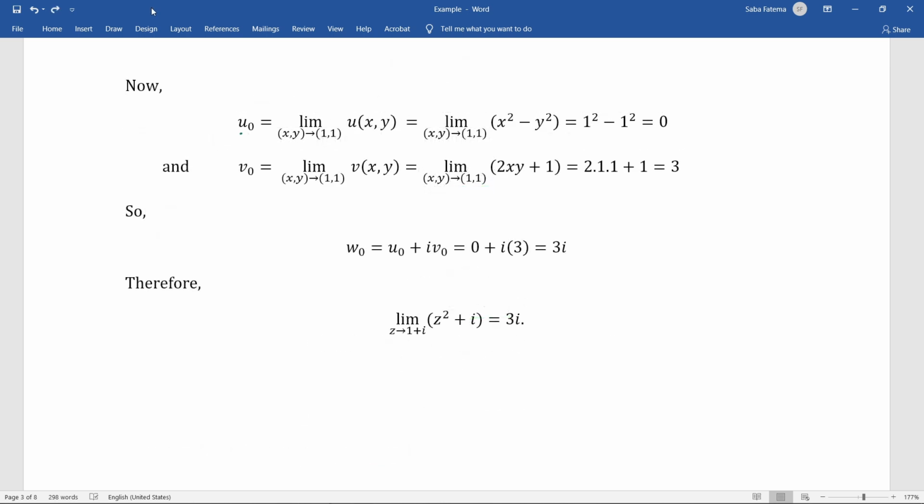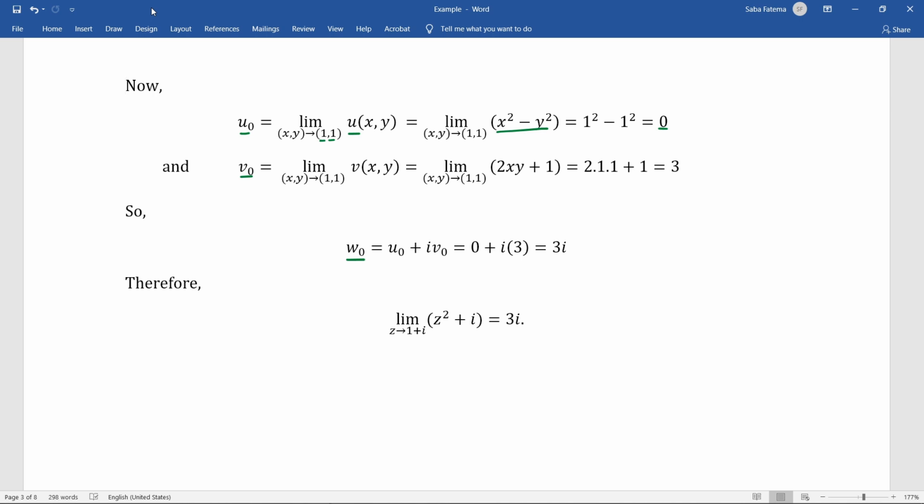Now we will find u naught and v naught in order to get w naught, since w naught is the ultimate limiting value of our given function. So we apply limit on u. Since x naught and y naught is 1, so x approaches 1 and y approaches 1, and also we found u is x square minus y square. So applying the limit, we get 0 for u naught.